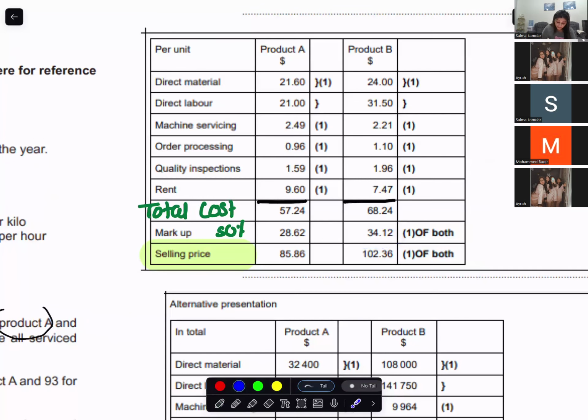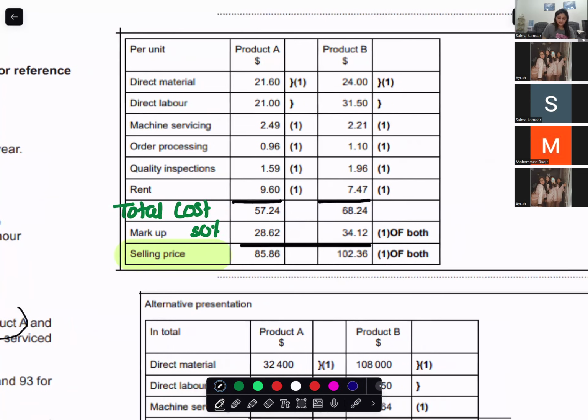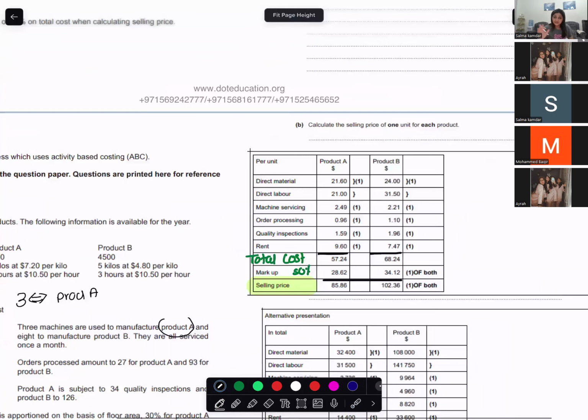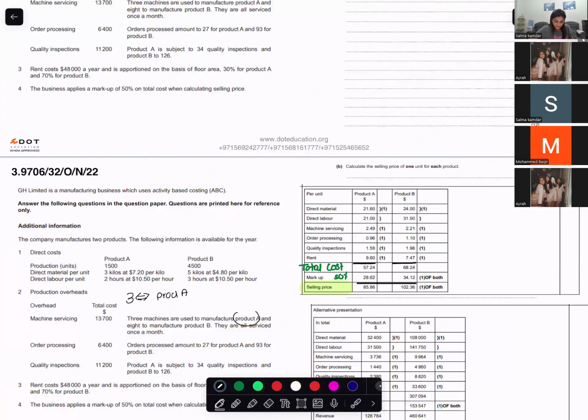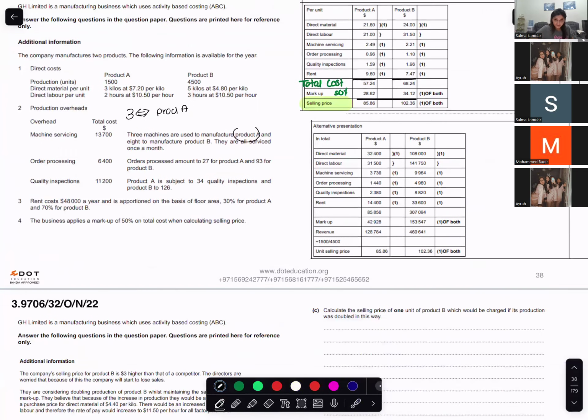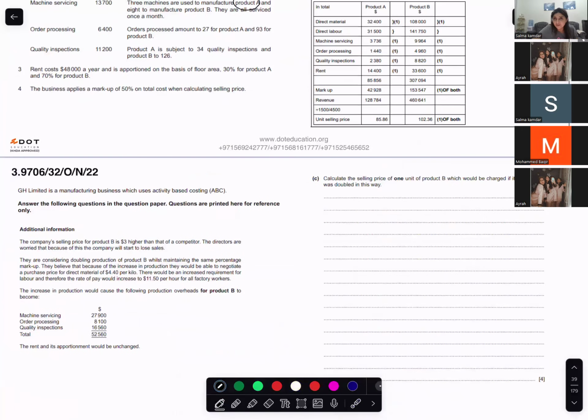So you get the selling price. You will add the cost with the markup to get the selling price. This is for 12 marks. Okay. Should pray that ABC costing comes. Yeah. Okay.